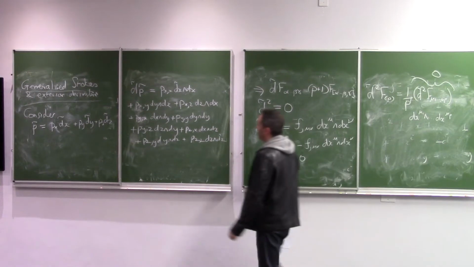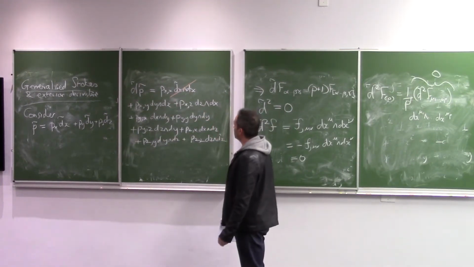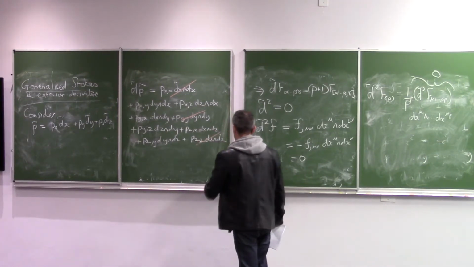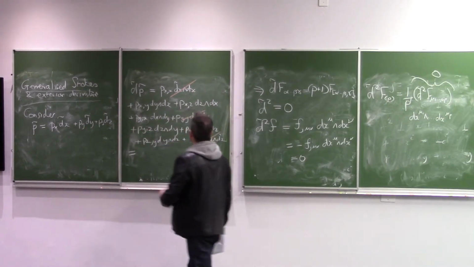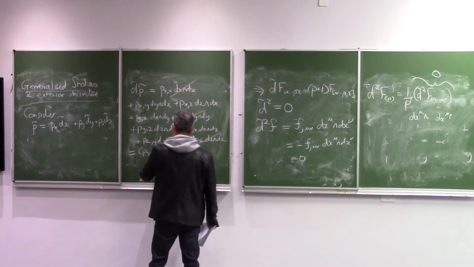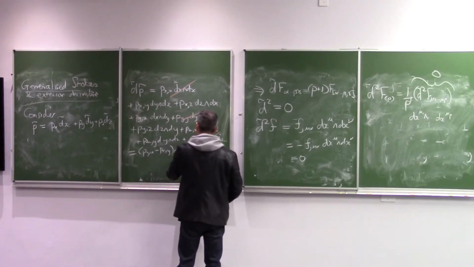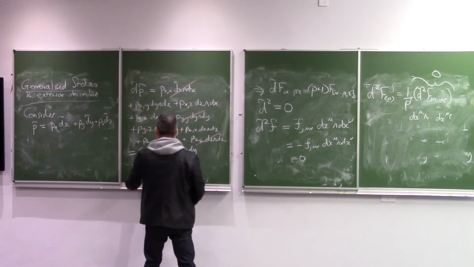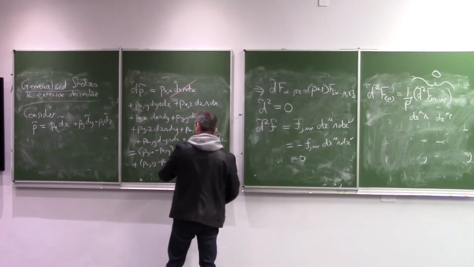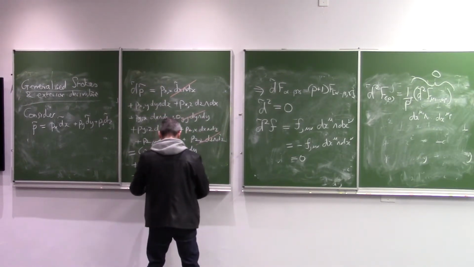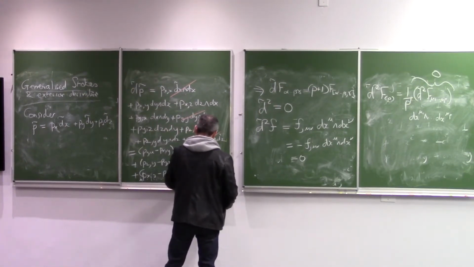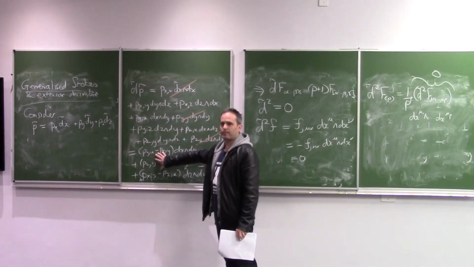So there are three terms which are immediately zero. dx wedge dx has to be zero, dy wedge dy is zero, and dz wedge dz is equal to zero. Then I can collect everything in terms of my basis forms. This is going to be Py,x minus Px,y, dx wedge dy, plus Pz,y minus Py,z, dy wedge dz, plus Px,z minus Pz,x, dz wedge dx.